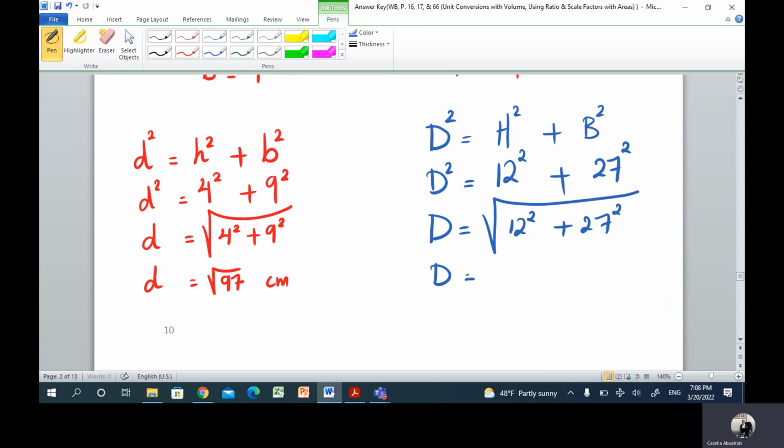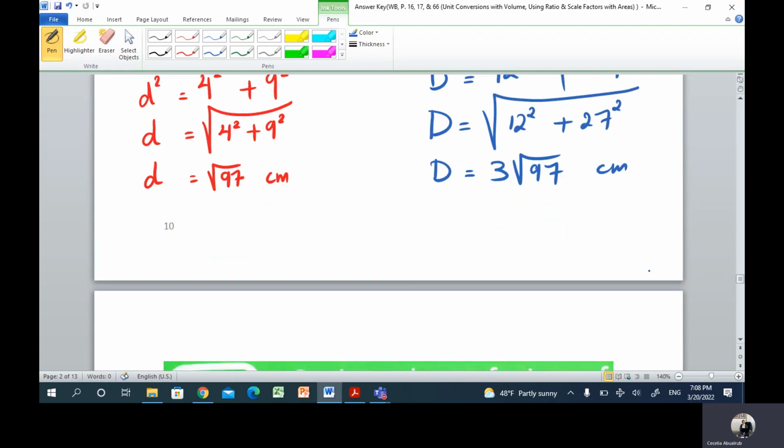And if you insert this in the calculator, square root of 12 squared plus 27 squared, and this is equal to 3 square root of 97 centimeter.